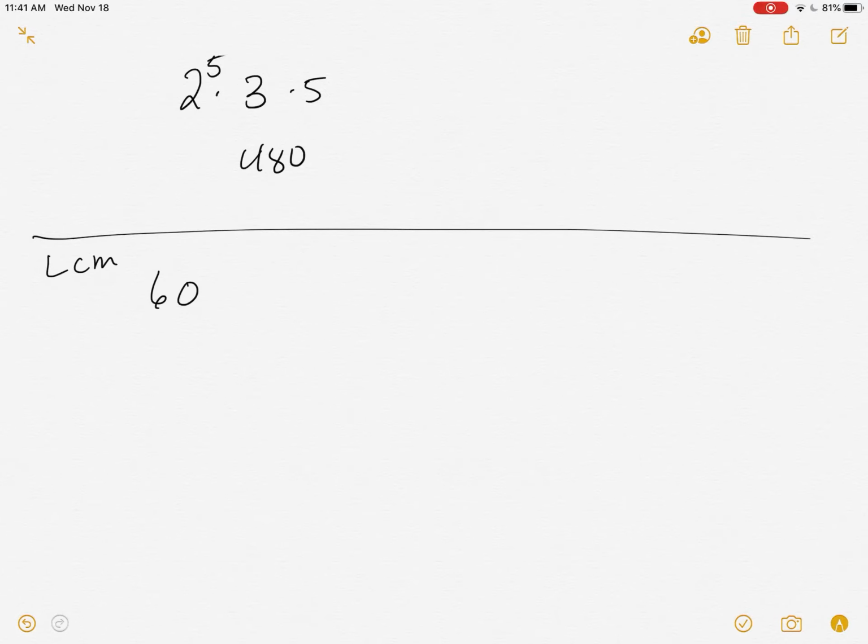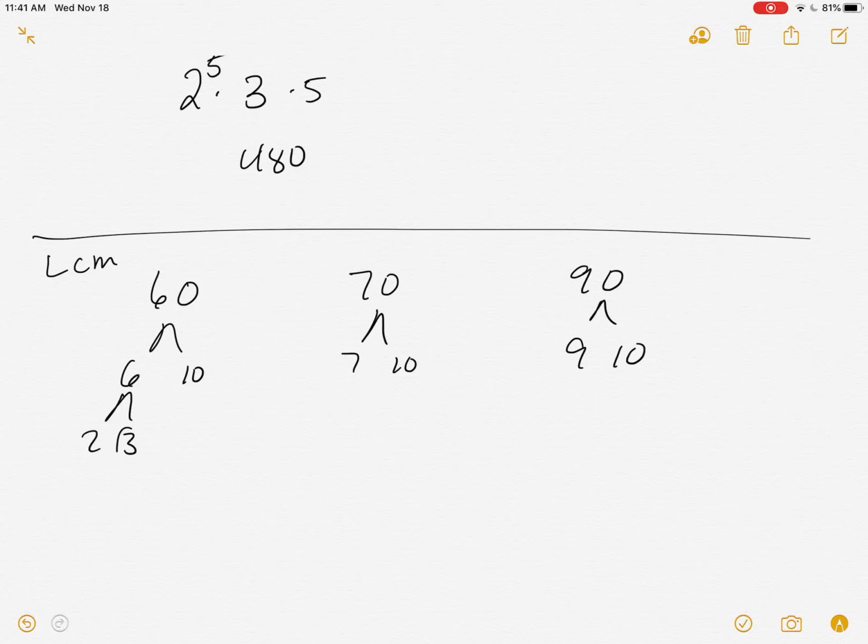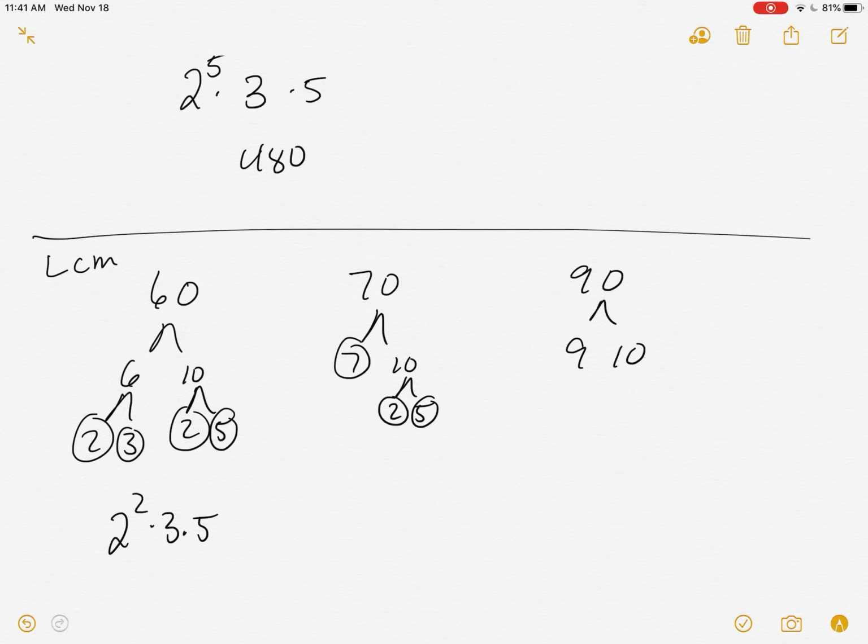How about this? The LCM of 60, 70, and 90. Well, you can do it with three numbers. It works out great. So here we have 6 times 10. This one is 7 times 10. And this one is 9 times 10. 6 is 2 times 3. 10 is 2 times 5. And so we're done with 60: a couple of 2's, a 3, and a 5. 10 is 2 times 5, and we're done with 70: 2 times 5 times 7. 9 is 3 times 3. 10 is 2 times 5. And we're done with 90: a 2, a couple of 3's, and a 5.